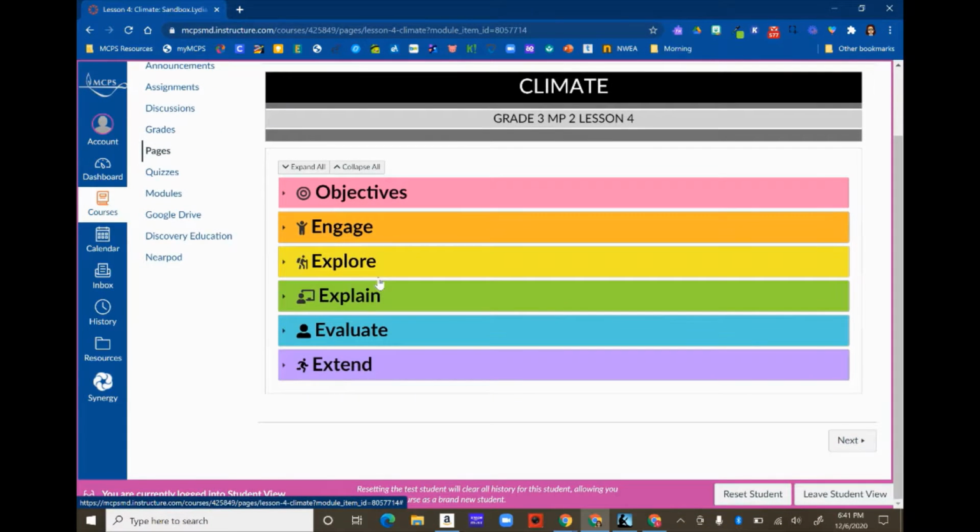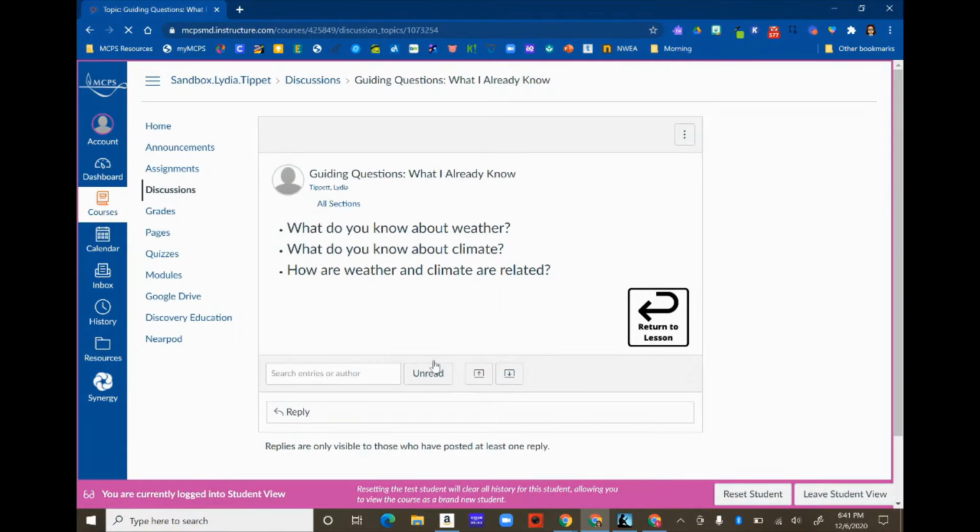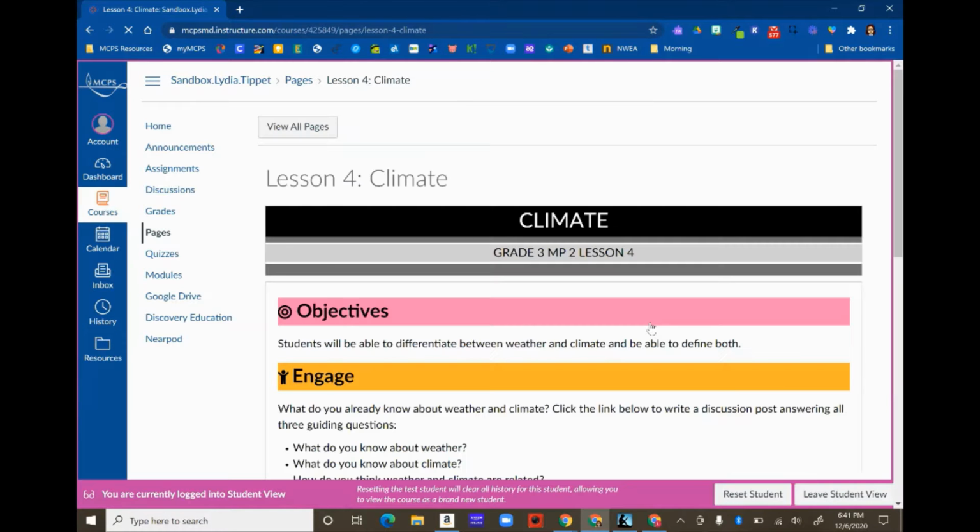So this is a 5E lesson. So they start with engage, and it takes them to a discussion question with what they already know about weather and climate and how are they related. So this is a discussion question directly through Canvas, so they would be able to respond to the question and respond to each other. Then they could return to the lesson by clicking this button.